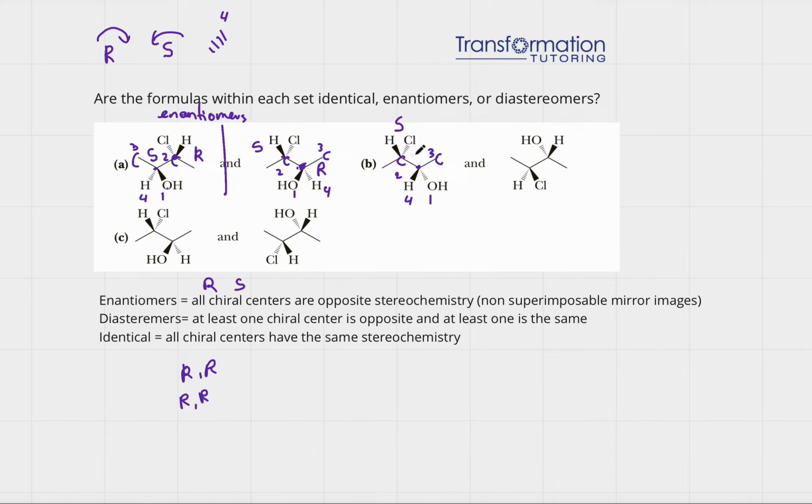1, 2, 3, it looks like R. But again, because my lowest group, my group number 4, is not dashed, I'm going to switch the stereochemistry and say that this is S. So I have S and S configuration.